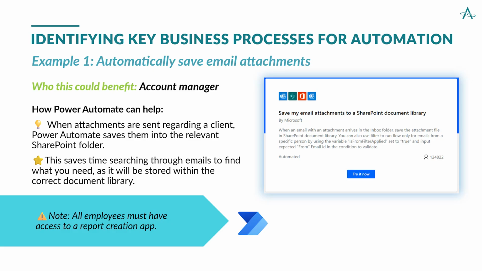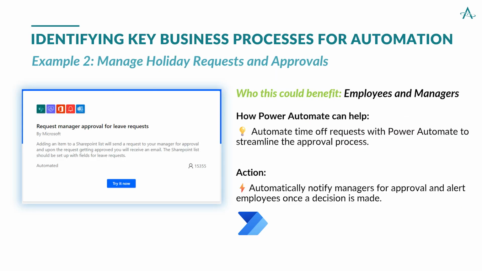Power Automate can take over this task by automatically saving email attachments to the relevant SharePoint folder, making the documents easy to locate in the correct document library. Another great opportunity for automation is in managing employee time off requests, which can benefit both employees and managers.